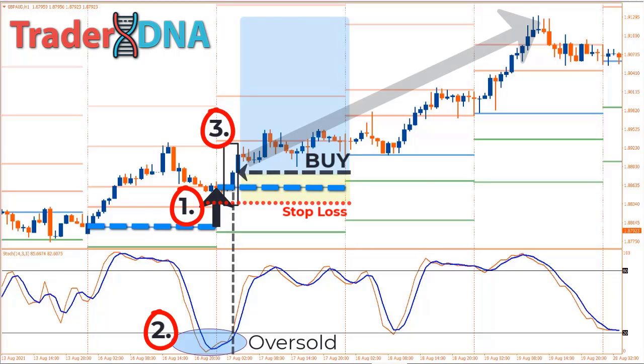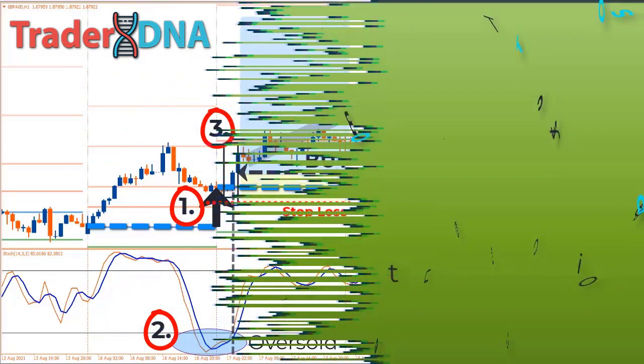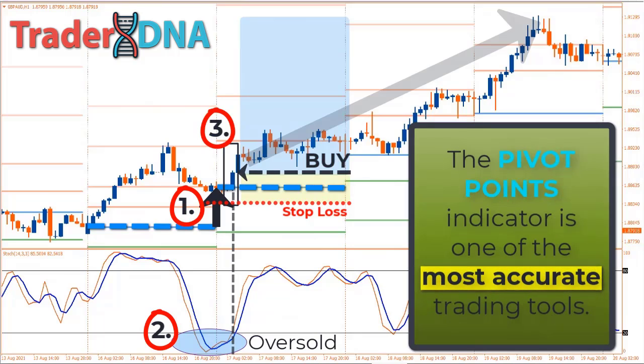The pivot point indicator is one of the most accurate trading tools. The reason for this is that the indicator is used by many day traders, professional and retail alike.